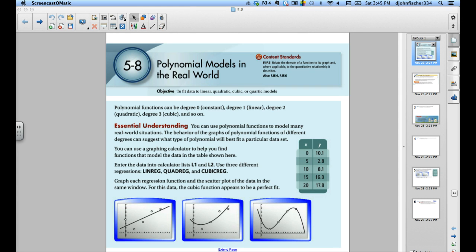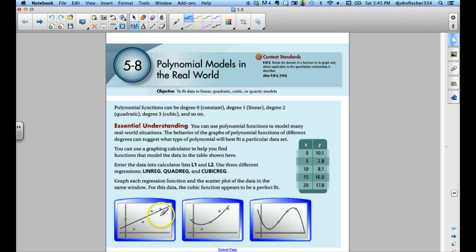The behavior of the graphs of polynomial functions at different degrees can suggest the type of polynomial that best fits the particular data. Let's talk about this data here, where you had these points. If we graph it linear, it looks like that, which is not a very good fit. If we graph it quadratic, it's a little bit better. If we graph it cubic, that looks pretty good. How many points are there? 1, 2, 3, 4, 5. Maybe there's another graph that would work better too, and you can keep looking at different types of graphs as you go through.